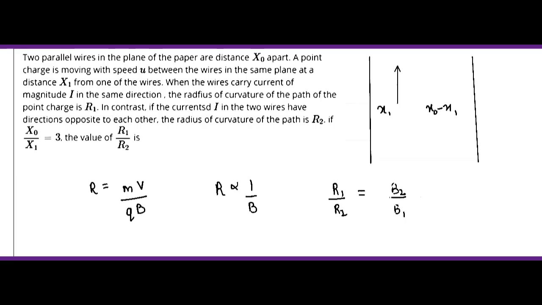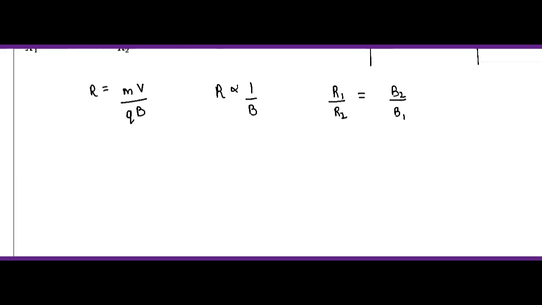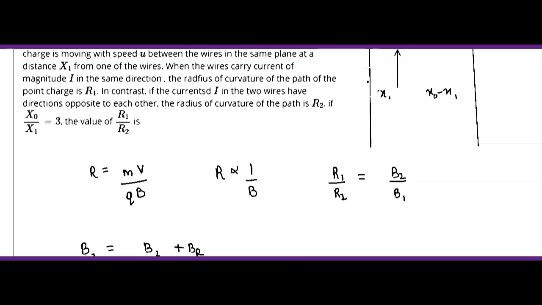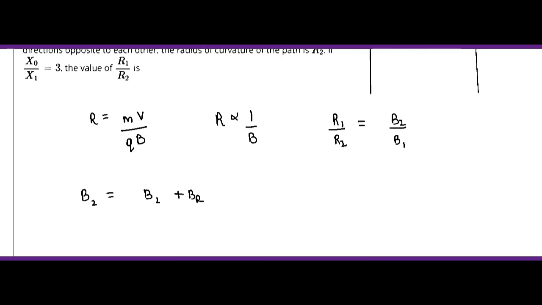Now in B2, what is happening is that the direction of the current is opposite. Here the direction of current is like this, and here the direction of current is like this. So what will happen in this situation? The magnetic field B2 would be equal to the magnetic field due to the left wire plus the magnetic field due to the right wire. The direction of the magnetic field would be the same when the direction of the current is opposite. For example, here it is upward, here it is downward, so the magnetic field would be downward into the plane of the paper.